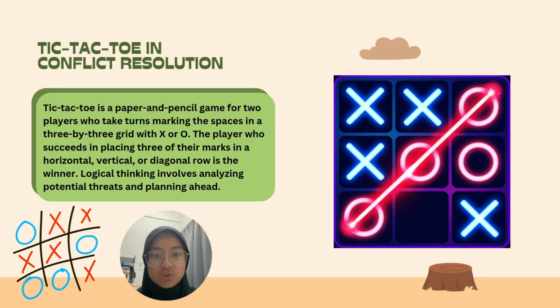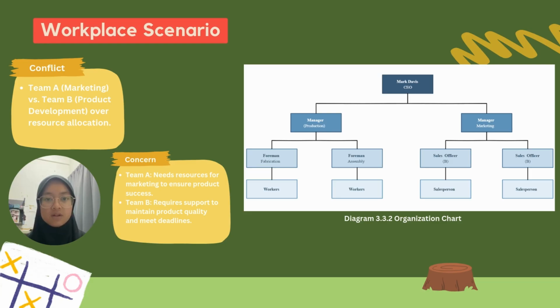Now we're moving on to a tic-tac-toe game. Tic-tac-toe is a paper and pencil game for two people who take turns marking the spaces in a 3x3 grid with X or O. The player who succeeds in placing 3 of their marks in a horizontal, vertical, or diagonal row is a winner. So in this game, it implies logical thinking which involves analyzing potential threats and planning ahead. So let's apply the tic-tac-toe strategy in a workplace scenario.